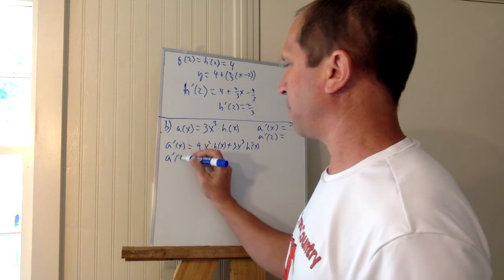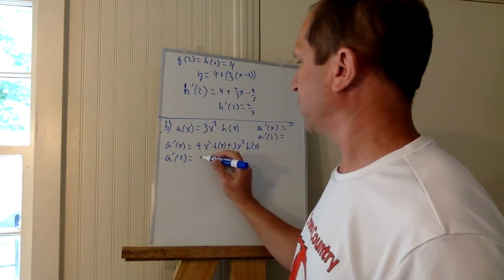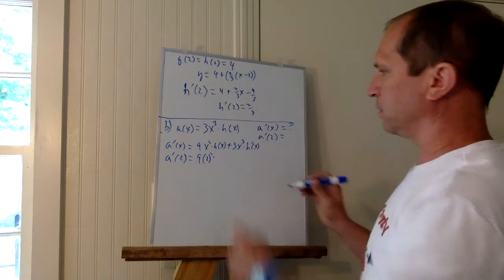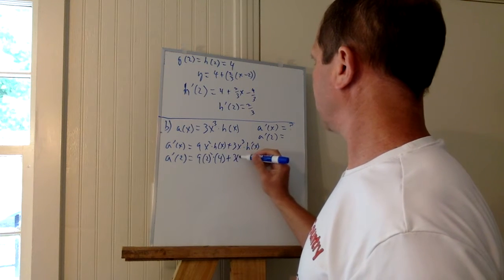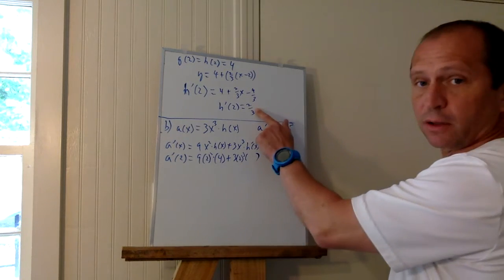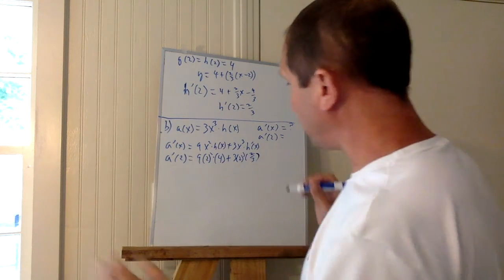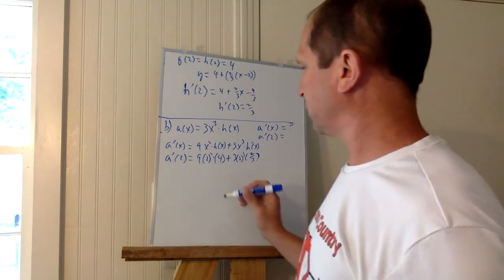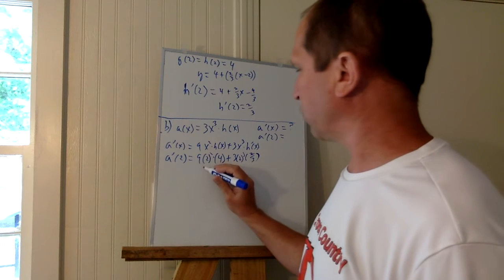So we want to know what a prime of 2 is. a prime of 2 is going to be 9 times 2 squared times h of 2, and h of 2 is 4, plus 3 times 2 cubed times h prime, and we just saw that h prime of 2 was 2/3. Now, you could stop right there. Nothing else to do. But for the sake of showing off our intelligence, 4 times 4 is 16. 16 times 9 is 144.